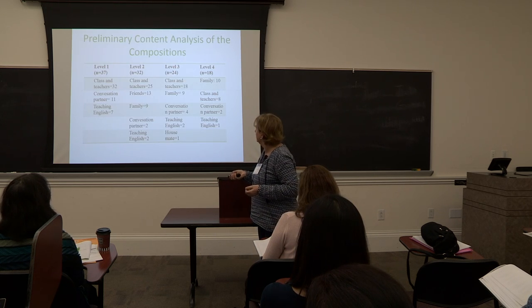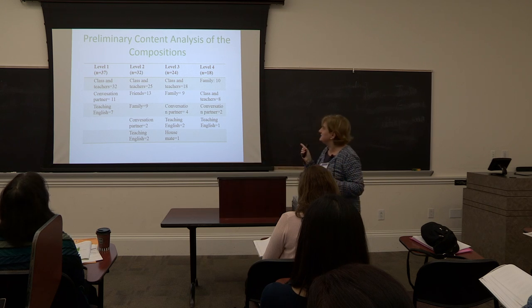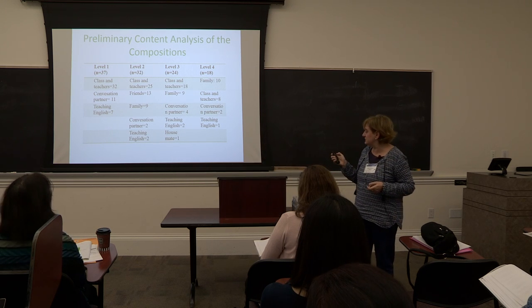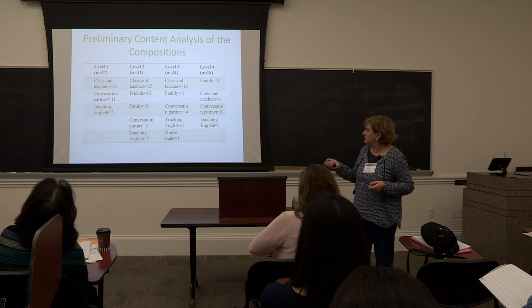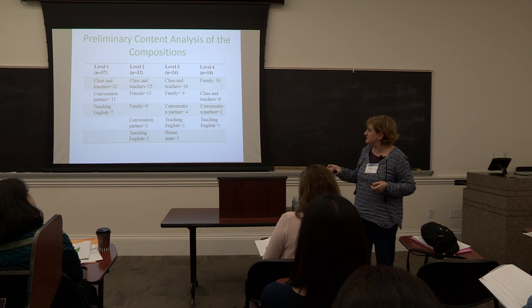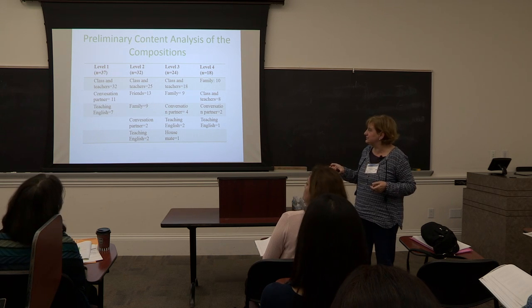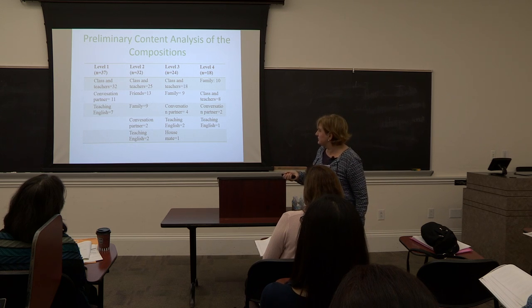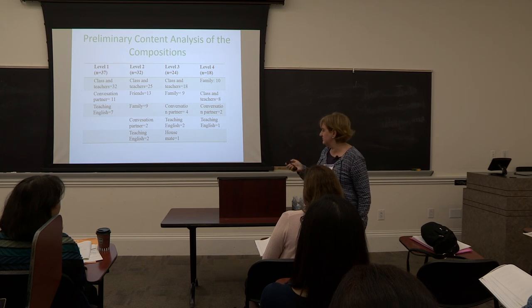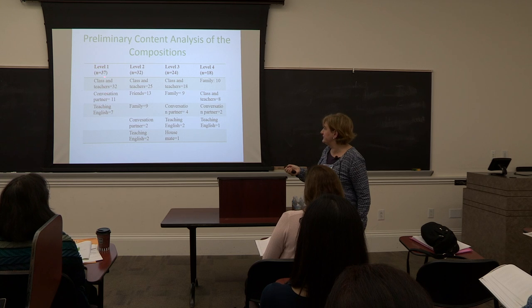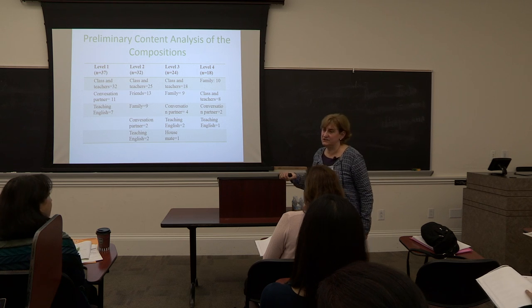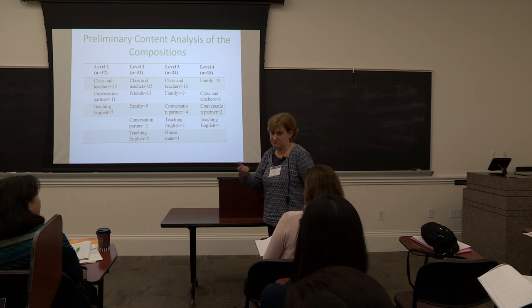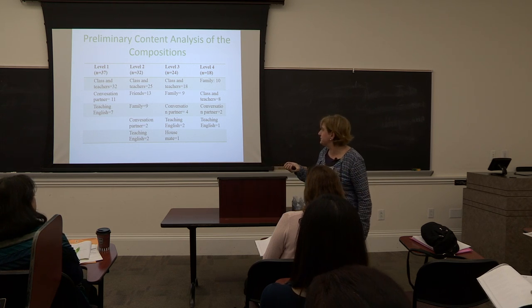I also did a preliminary content analysis of all the compositions, and I could see that in level one, the lower the proficiency, the more they rely on the class and the teachers. They say fantastic things about them. They also talk about the conversation partners, and these are the numbers. Out of 37 compositions, 11 mention the conversation partner, 32 their teachers, and also the teaching English internship that they have or volunteering in schools.